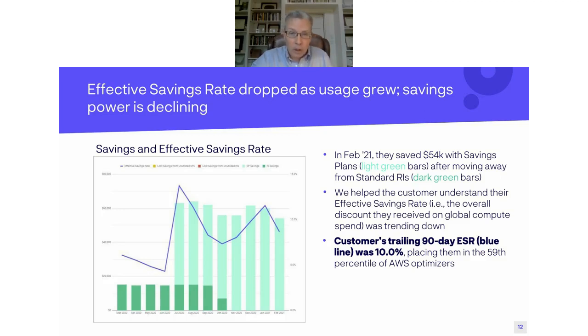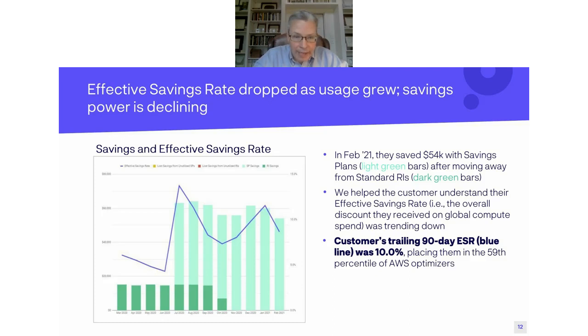So that's all well and good. The absolute dollars are helpful. But what you really want to understand is what is happening with your savings power, because your usage is moving around on any given month. And that's why we calculate the effective savings rate, which is really the truth teller. It is the ultimate ROI metric for the use of these financial instruments. And you can see the percentage on the right axis.